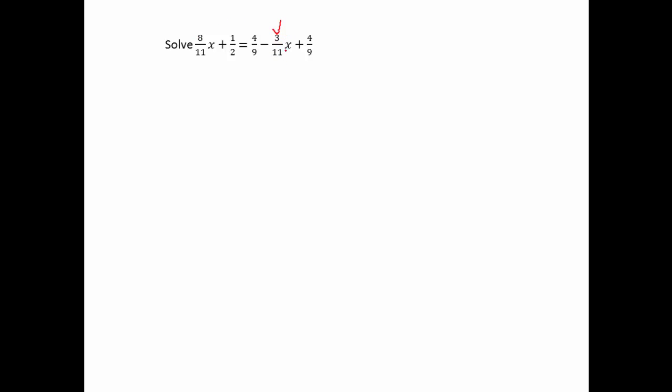So we want to cancel this on the right hand side. We add 3 over 11x, right? So we can cancel this guy. But we also need to add to the left hand side too. So now the left hand side becomes 8 over 11x here. Then add 3 over 11x. Add 1/2.